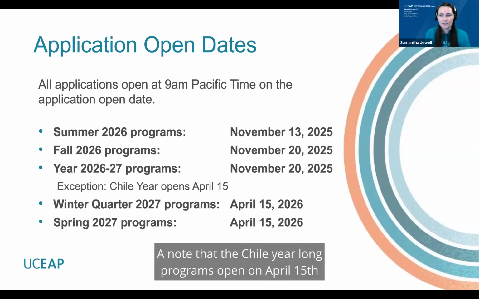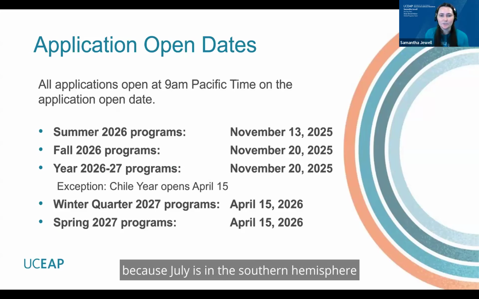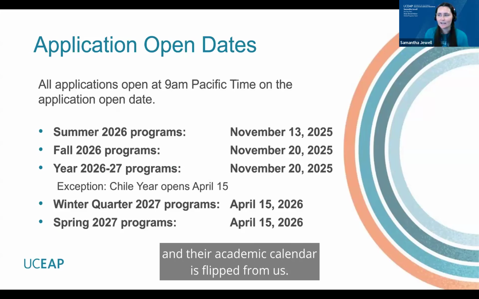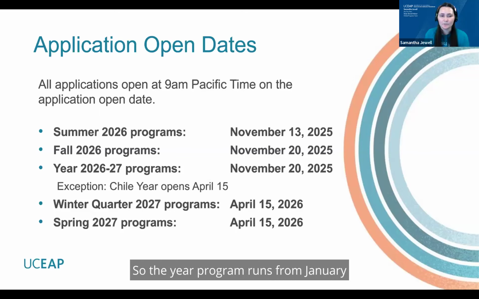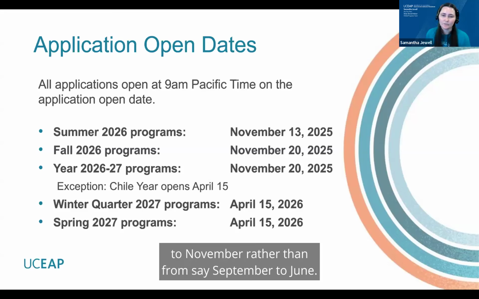A note that the Chile year-long programs open on April 15th because Chile is in the southern hemisphere and their academic calendar is flipped from us. So their academic calendar runs from January to November. So the year program runs from January to November rather than from, say, September to June.